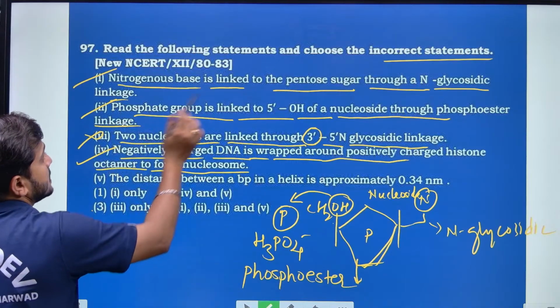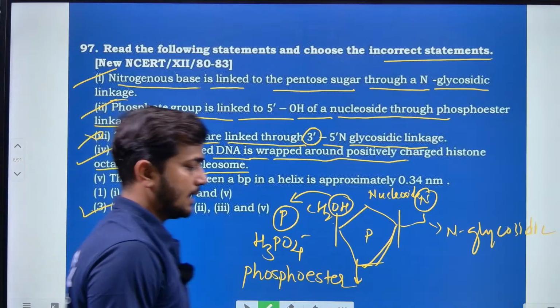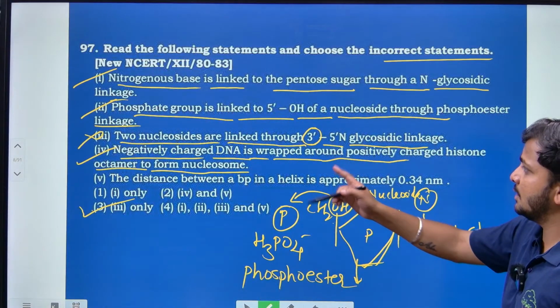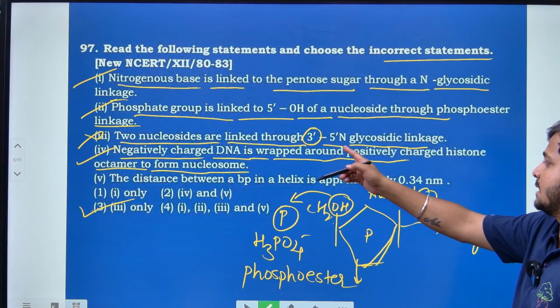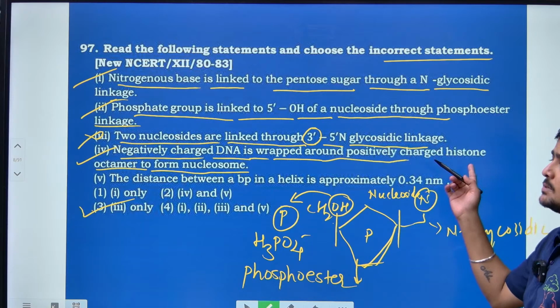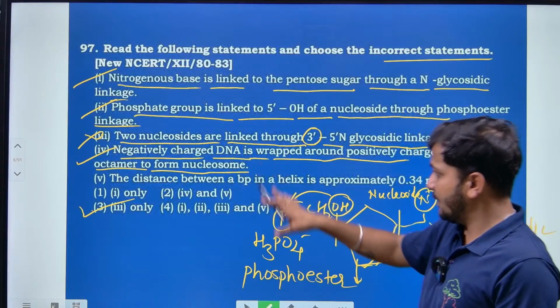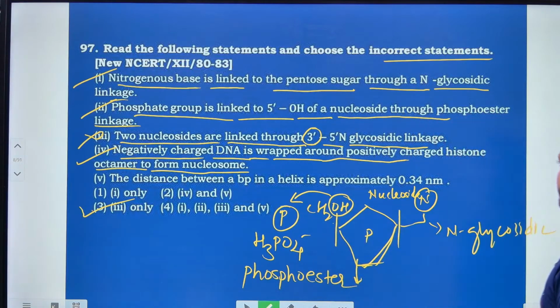So according to this, they asked for the incorrect statement, and here option 3 is the incorrect one, related to the two nucleosides being linked with a 3'-5' glycosidic linkage, because nucleosides won't get linked with each other, but actually the nucleotides are going to get linked together, right?